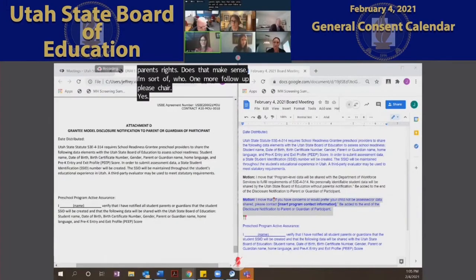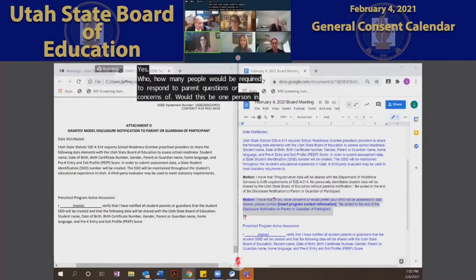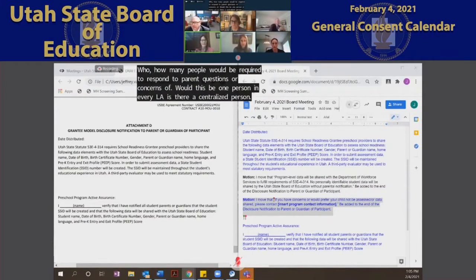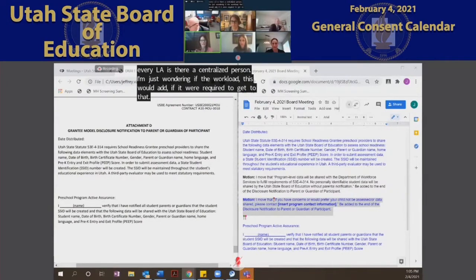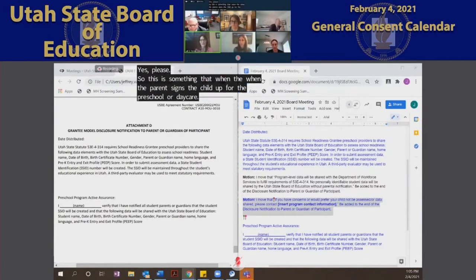May I speak to that? Yes, please. So this is something that when the parent signs the child up for the preschool or daycare, they're already going to be going over stuff. It's just one more thing that they can be notified of when they first sign their child up. So it shouldn't add a lot of backload. And I think it's important that the parents know.